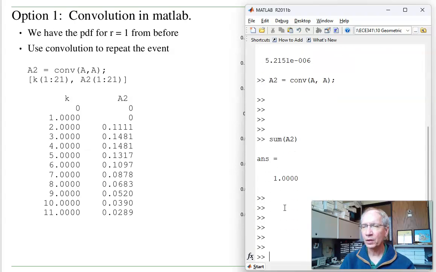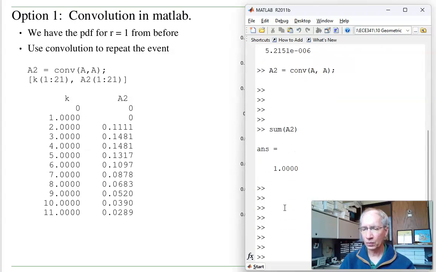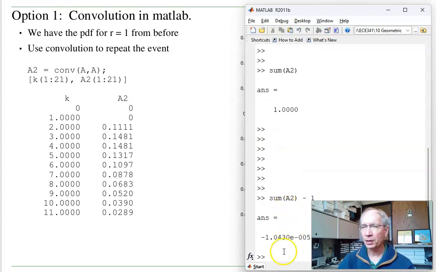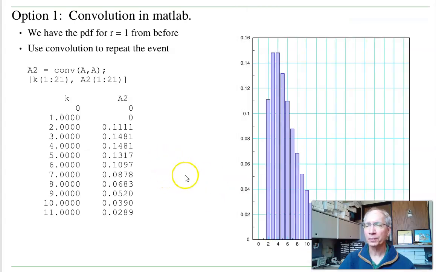And check. Is the answer 1? It's off a little bit. It's off by 1 times 10 to the minus 5. So again, I lost a little bit of area by truncating it, but not a huge amount. That's one way to get the PDF. Convolution. Basically, convolution is really easy with MATLAB. Just a pain in the tush by hand, but with MATLAB it's pretty easy.